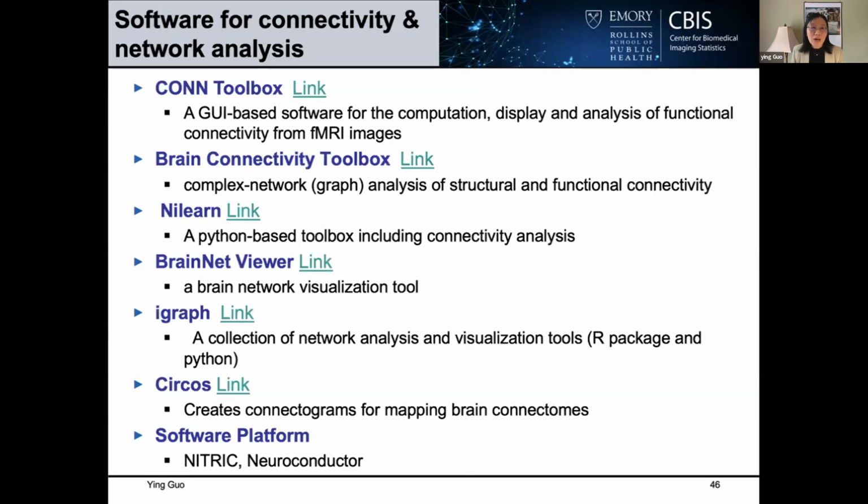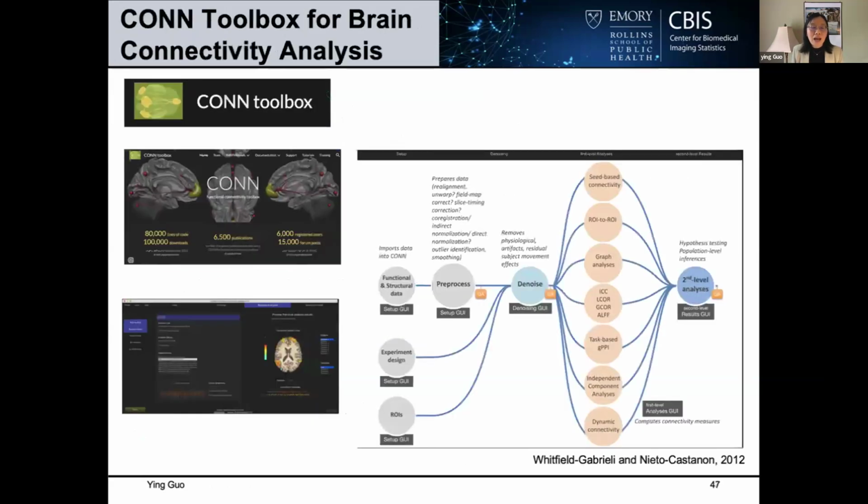Here are some software packages for connectivity and network analysis. Specifically, I want to highlight the first one, the CONN toolbox, because this is the most commonly used connectivity analysis toolbox in the neuroimaging community. The reason it's so popular is that it does everything. It takes the image, includes the pre-processing and denoising in its pipeline, extracts different types of network metrics, and you can conduct some follow-up analysis. I think this toolbox will be useful for the statistical community: you can use it to generate specific connectivity measures, and then take those measures to conduct more sophisticated statistical modeling down the line.